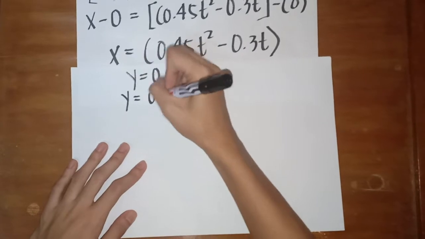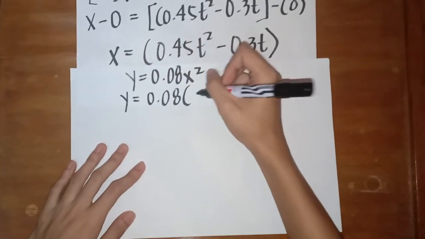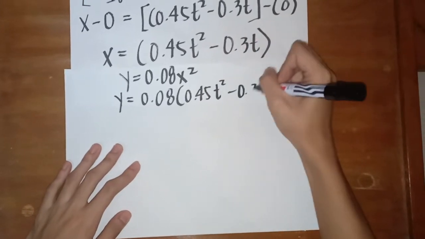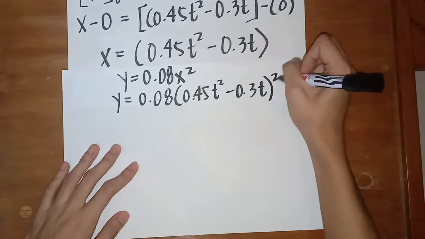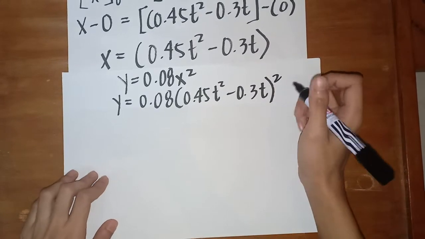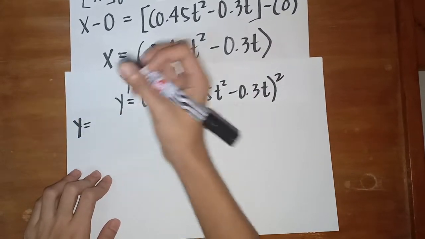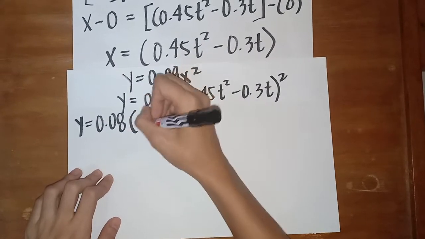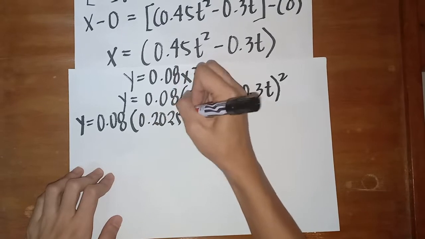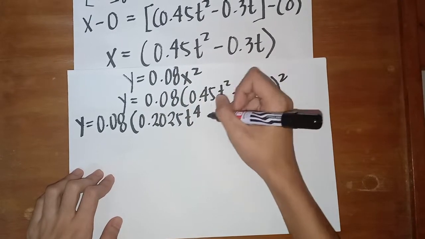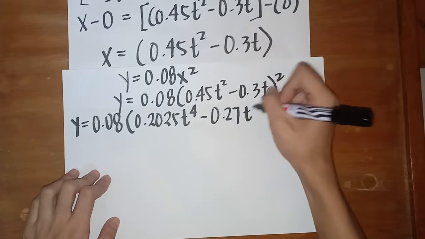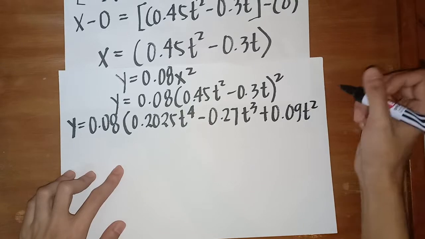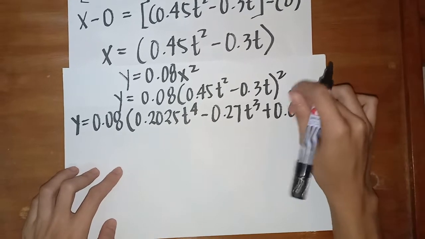Maging y is equal to 0.08 times the quantity of 0.45t squared minus 0.3t squared. So kapag na-simplify natin yan, makakuha tayo ng equation na y is equal to 0.08 times the quantity of 0.2025t raised to 4 minus 0.27t cubed plus 0.09t squared. So, meron na tayong y component at meron na tayong x component.